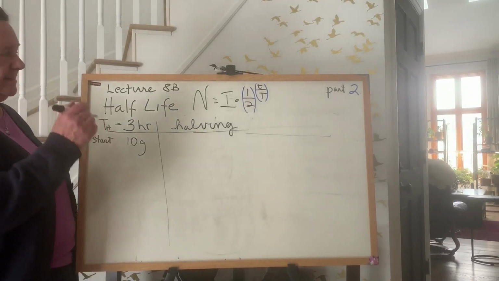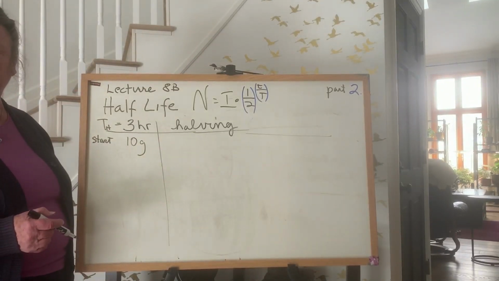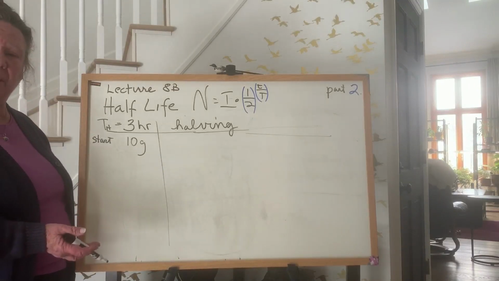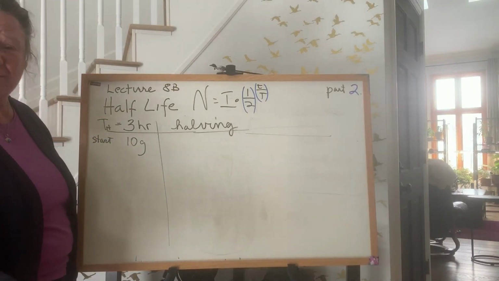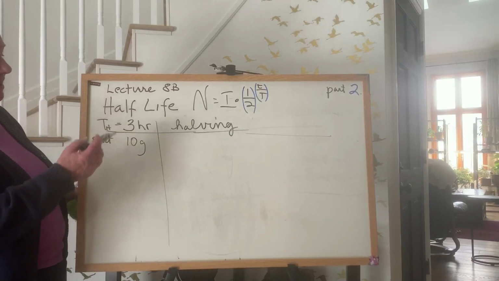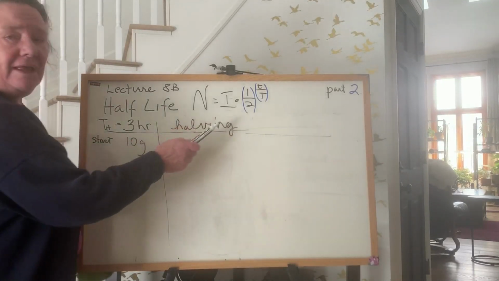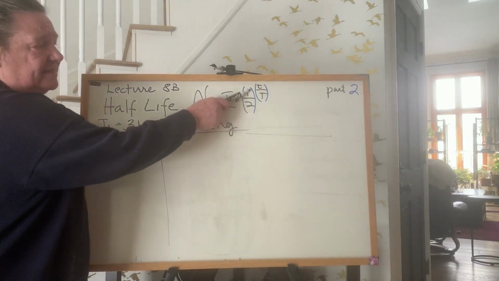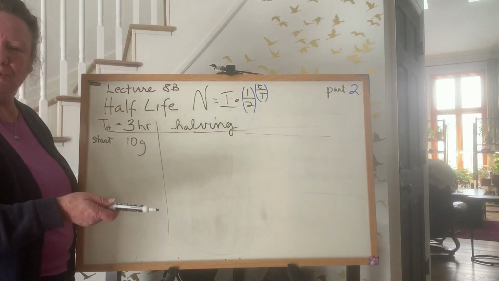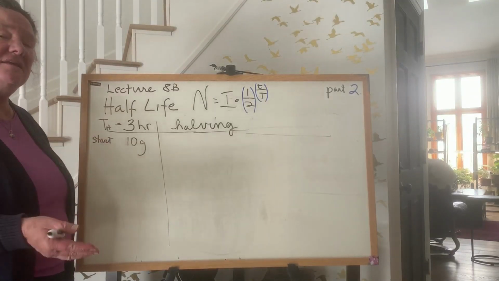Hello again. This is the second half of 8B's lecture. Everything we did for doubling, we're now going to do for the half-life. Okay? So here's the formula. It's exactly the same, except this is a half instead of a 2. Okay? Because we're cutting things in half.